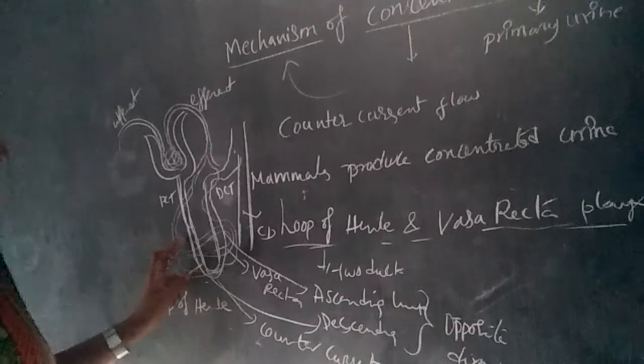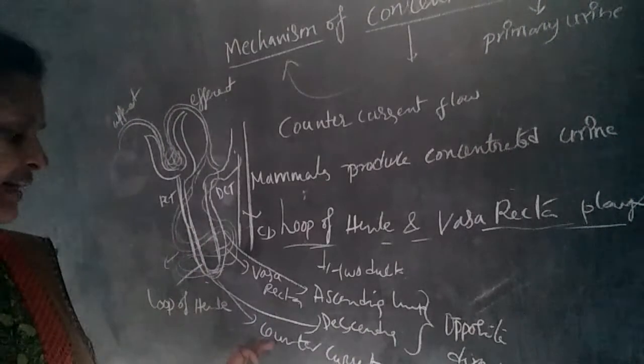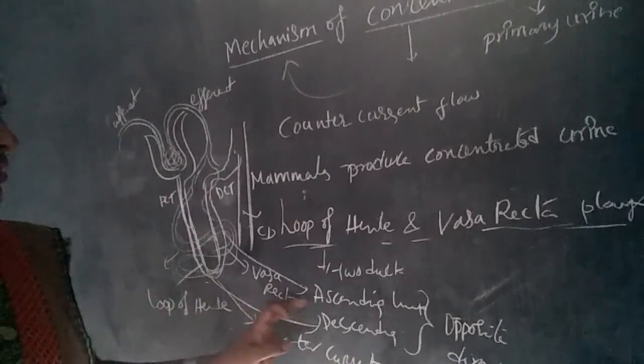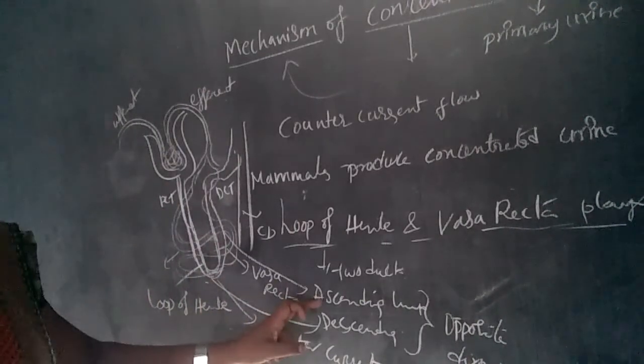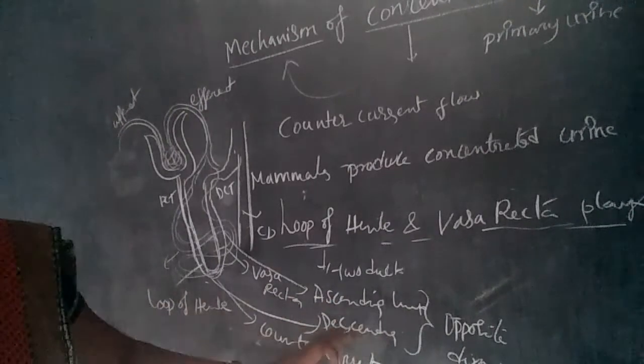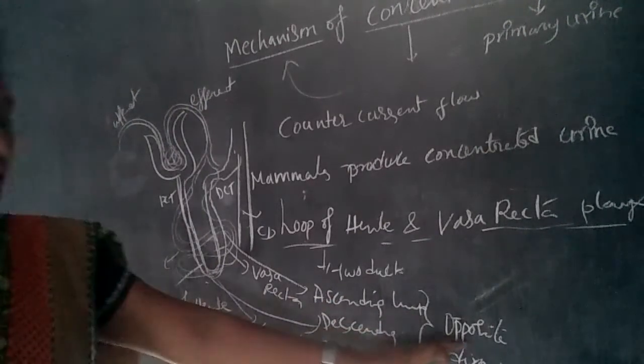In the vasa recta, the flow is by the counter current flow method. The primary filtrate, the primary urine, also plays an important role, as the ascending limb and descending limb flows are in opposite directions.